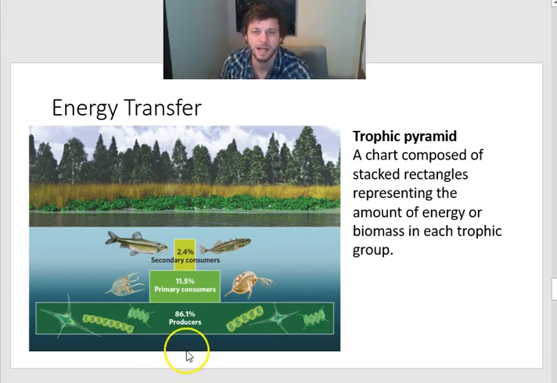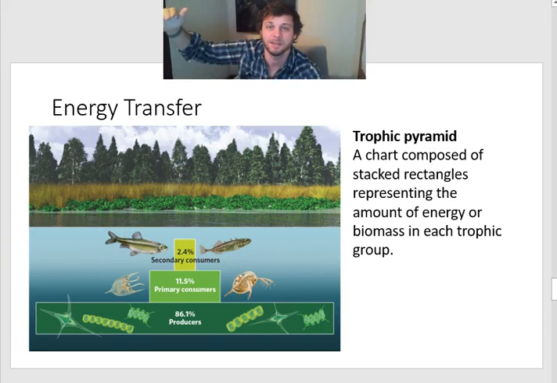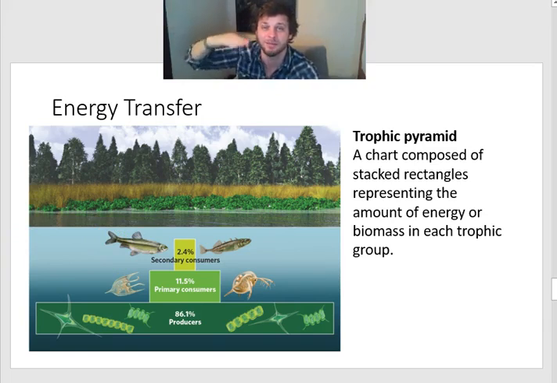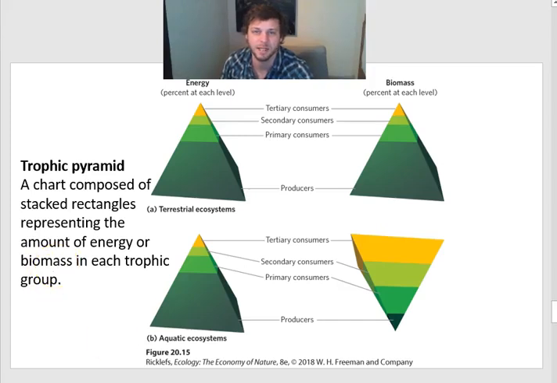So this is looking at a trophic pyramid based on this lake has 100% energy, 86% of that energy is in this level, 11.5% energy is in this level, and then 2.5% is in this level, give or take. Right. So as you go up in these pyramids, the amount of available energy decreases. It gets smaller. So that's for a pyramid looking at energy.